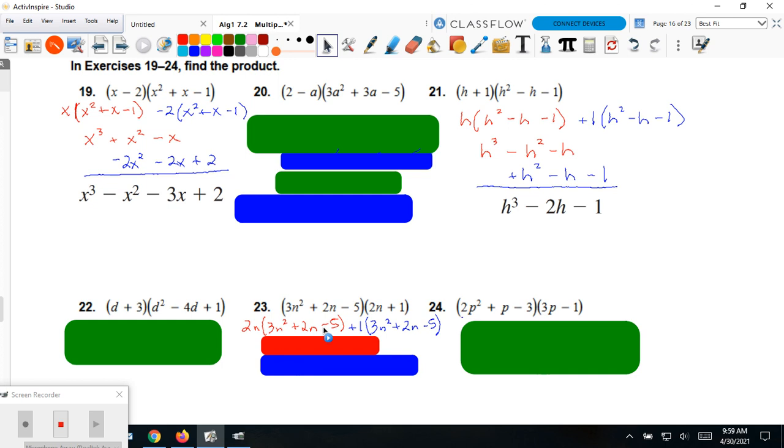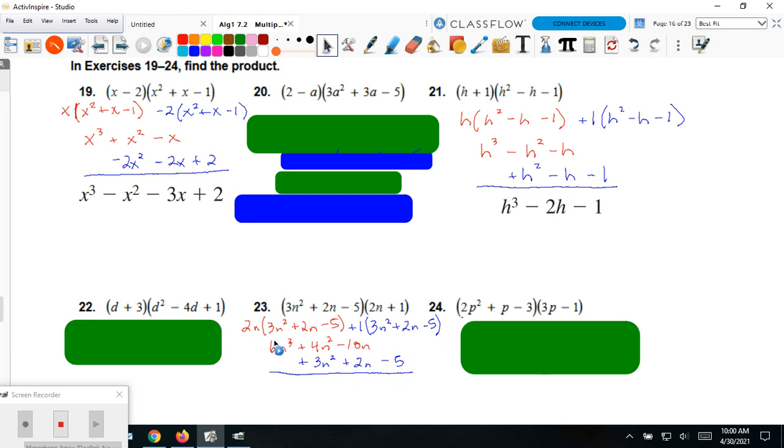So when I multiply this one, 2n times 3n squared, 2 times 3 is 6, and you're going to get an n to the third, so 6n to the third. 2n times 2n is a 4n squared. 2n times negative 5 is negative 10n. And this one, since it's just plus 1 here, you're not doing anything different to the trinomial. It's kind of like the one we just did up here when we multiplied by 1. You don't change the trinomial, you're just going to pretty much copy that down. So 3n squared is going to go underneath the other n squared here. And the 2n goes underneath the n, and then the minus 5.